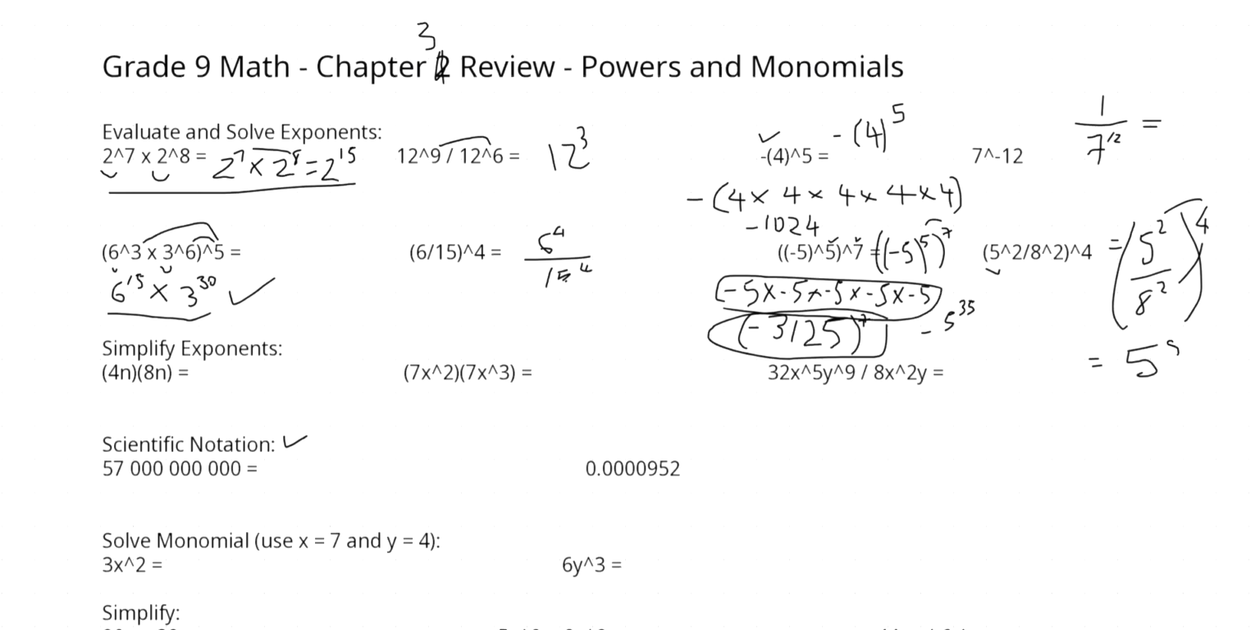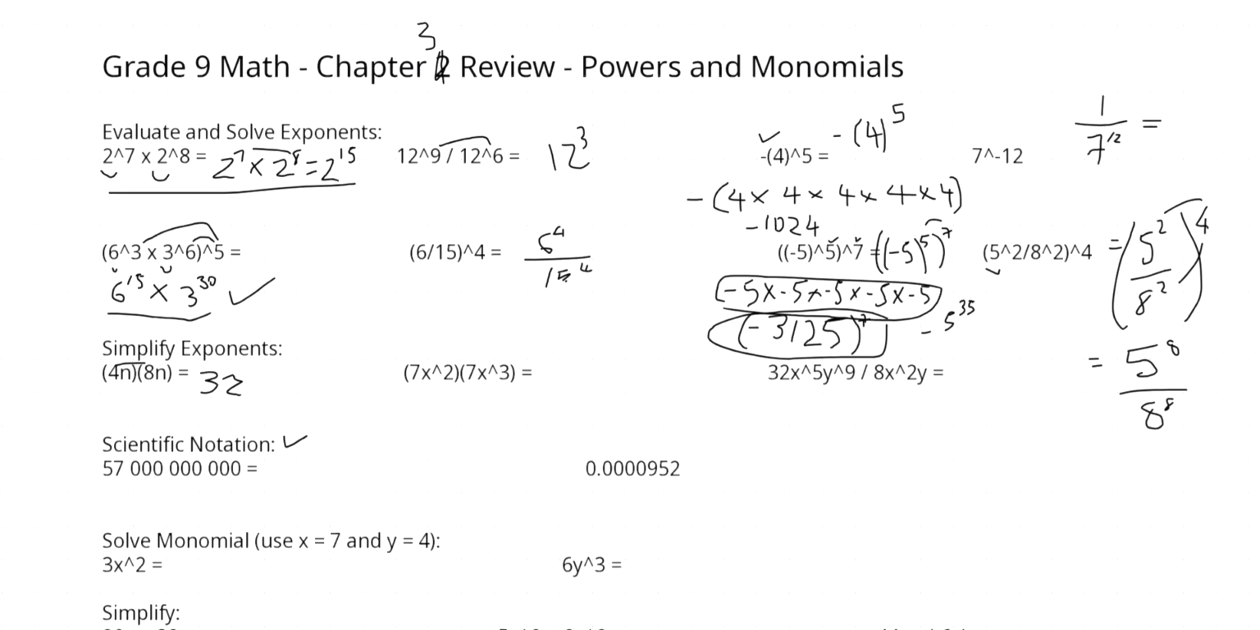So let's simplify these exponents. Because we have numbers that are multiplied in the brackets, everything must be multiplied. So we have 8 and 4 as whole numbers. 4 times 8 is 32. And because we have two n's, the unknown variables, when they're multiplied and we don't know what they are, we just put a square. So the answer is 32n squared.